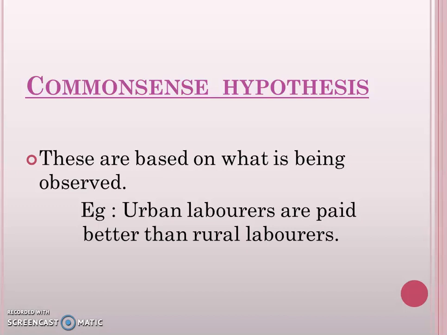For example, urban laborers are paid better than rural laborers. This is something which is common. We know that. That is why rural people are moving towards urban areas. But we have to check whether this is applicable to all kinds of jobs, in all cities, in all scenarios. We have to check that. But this is something common to all. We don't need much analytical skill for this kind of hypothesis. So these are all the different types of hypothesis, we can say.